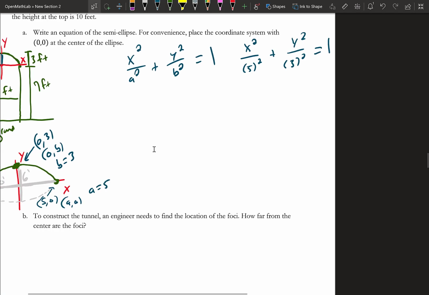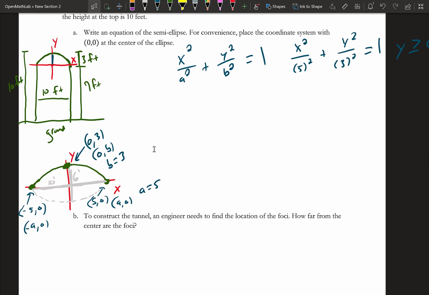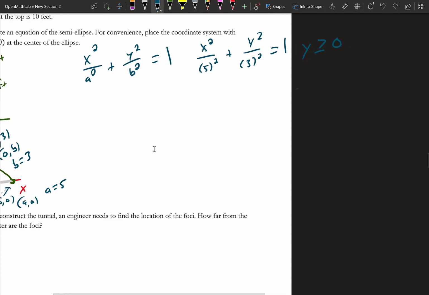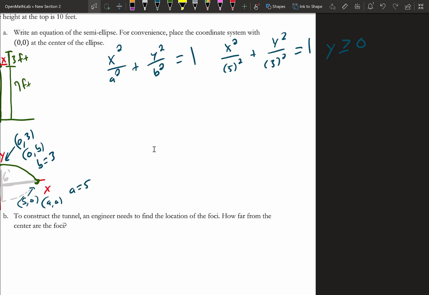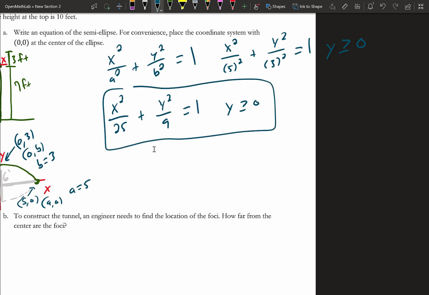And in this case, we should say that y has to be greater than or equal to 0, right? Because notice, this dashed gray part would be when y is less than 0, and that's cut off from the graph. That's not part of the graph. So this would give me x squared over 25 plus y squared over 9 equals 1, with y greater than or equal to 0. So this would be the equation of that ellipse.